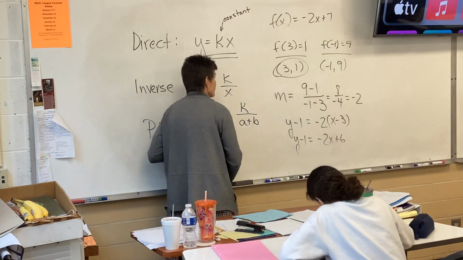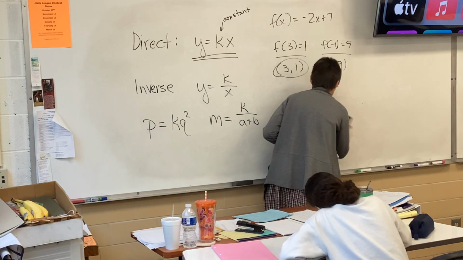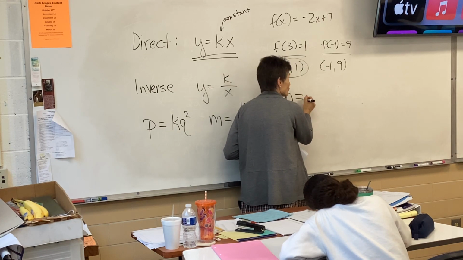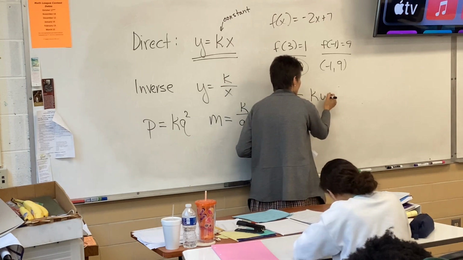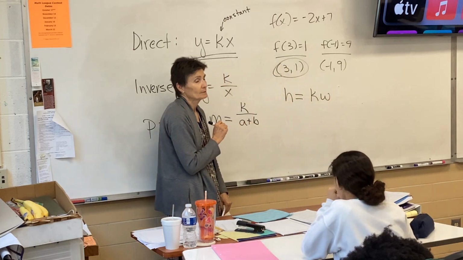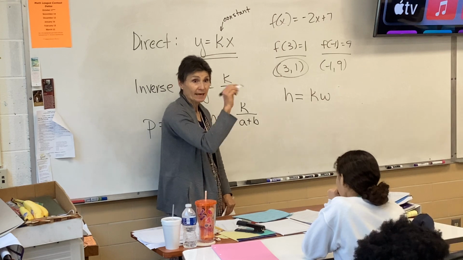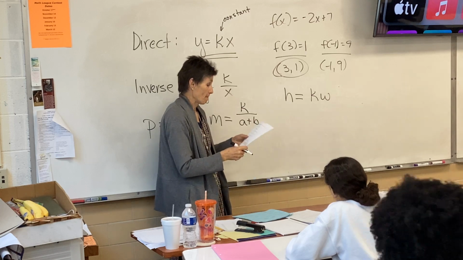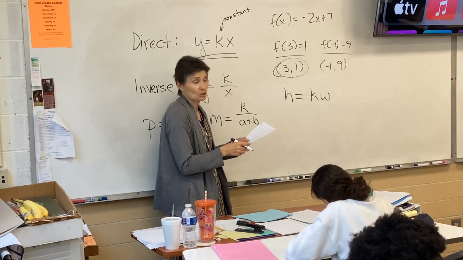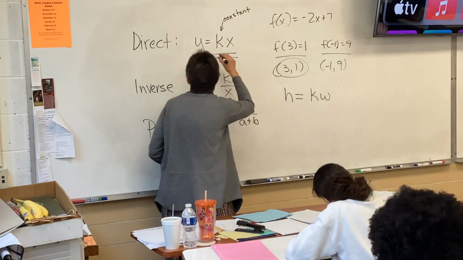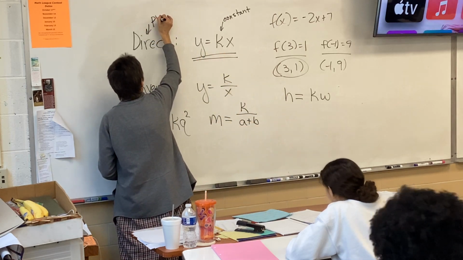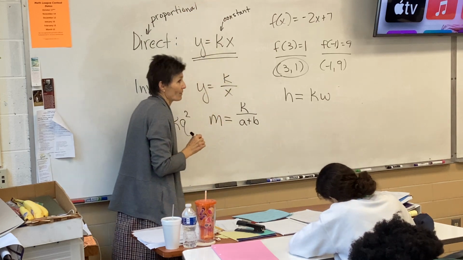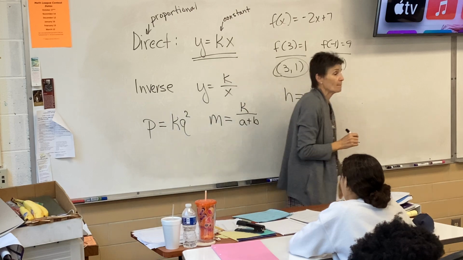Height varies directly as weight. Does that make sense to you? Remember, if it's direct, it's K times. If it's inverse, it's K over. Now, F actually uses the word proportional. Proportional is another word for direct. So we just have to remember that. Proportional is another word that means direct variation.